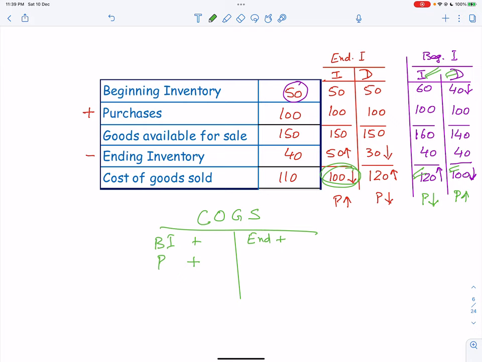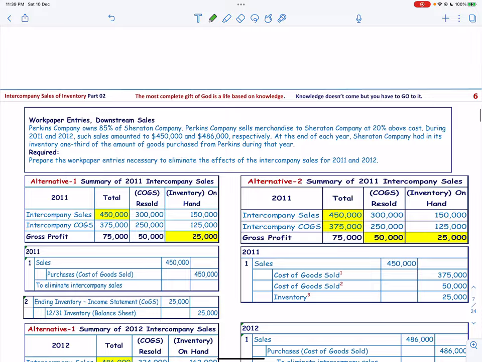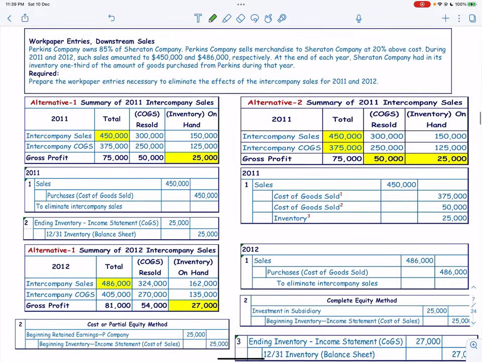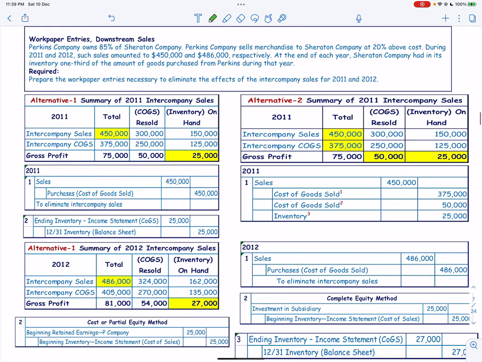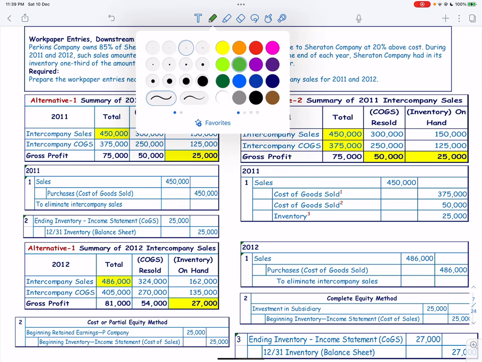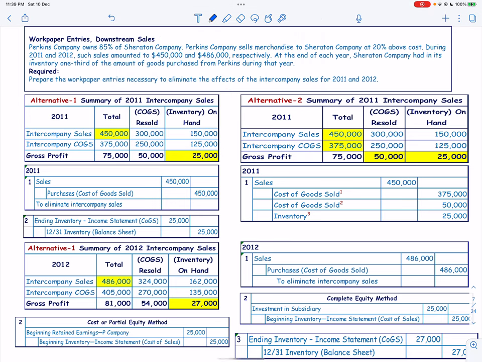So let us apply this concept in an exercise, and the exercise is over here. This is the work paper entry, and this is similar to the previous example, except that now we are going to look into 2 years, 2011 and 2012. So we have sales for 2 years.